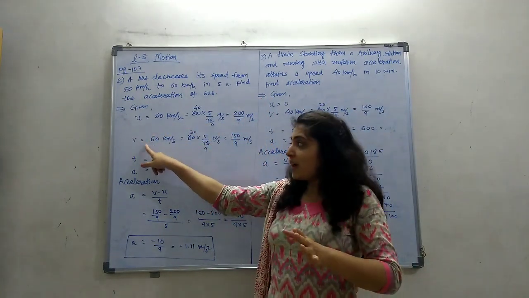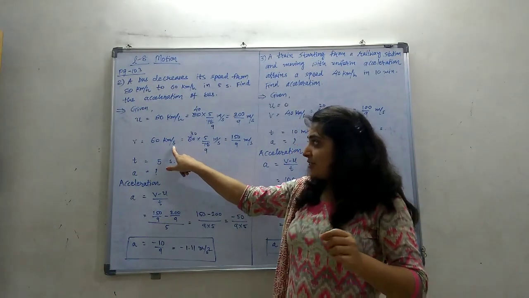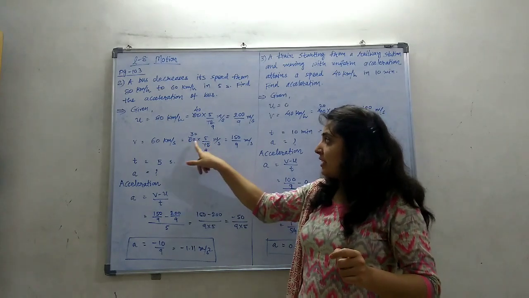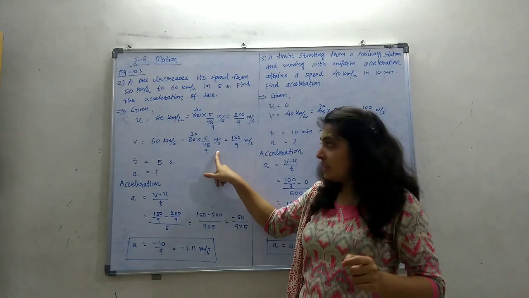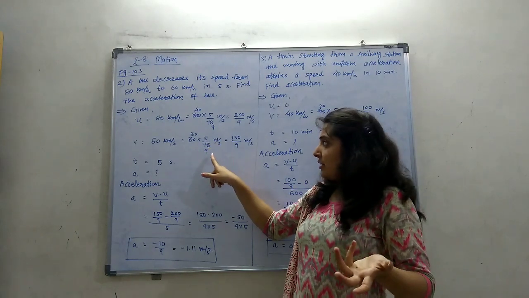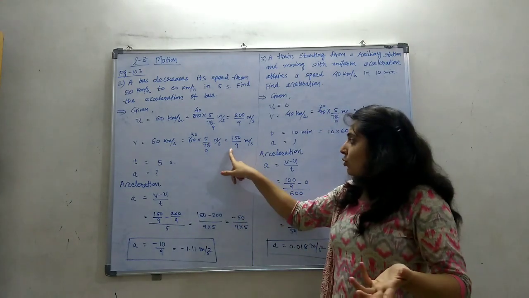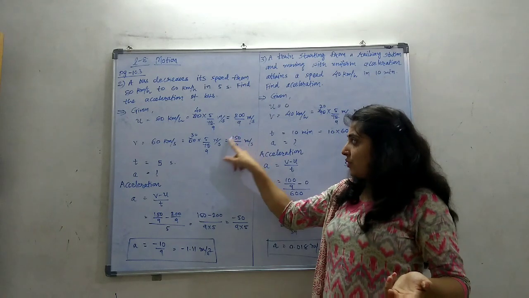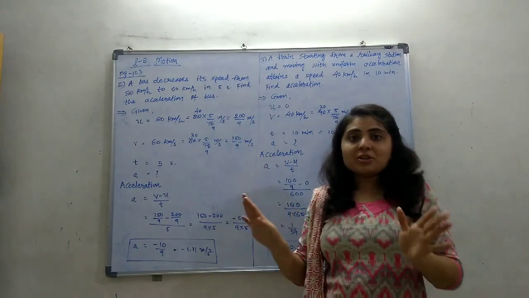And the final velocity is 60 kilometer per hour, which can be converted to meter per second by multiplying with 5 upon 18. 60 into 5 by 18. We can cut it like 9 twos are 18 and 30 twos are 60. So 3 fives are 15, giving 150 upon 9 meter per second. So we now have standard units.